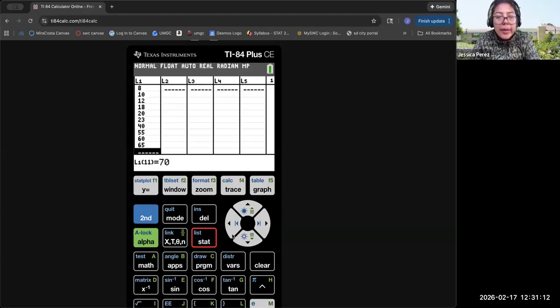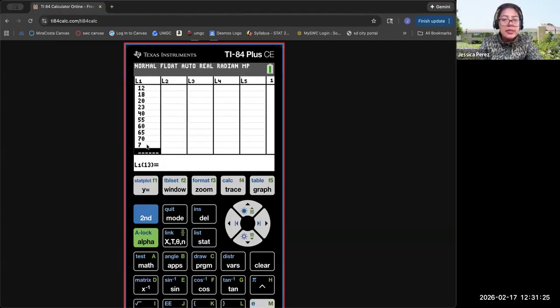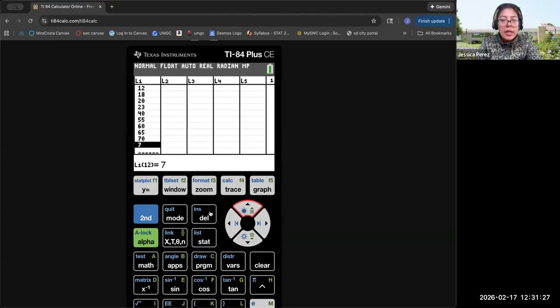If you mess up, you can go back and delete it. 70 and then 75. You should have 12 entries. Hit enter. Oh, see how I messed up on that one? What I'm going to do is go up, hit delete. So 70 and then 75 and then hit enter.